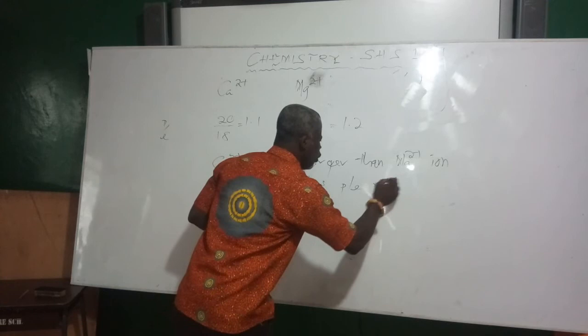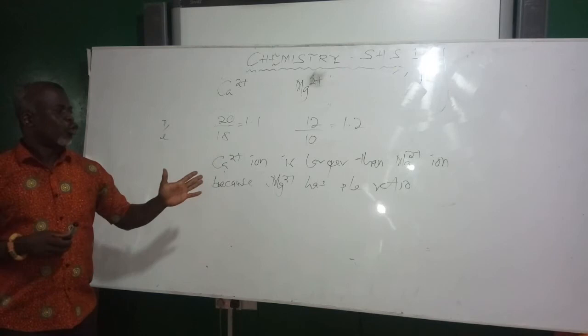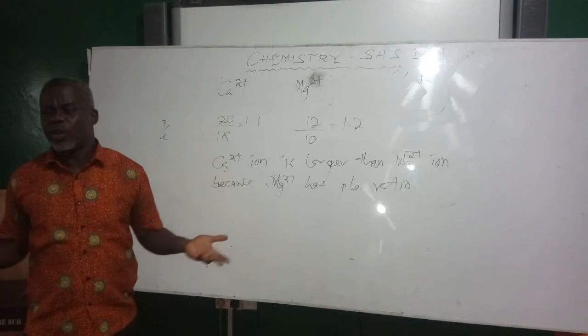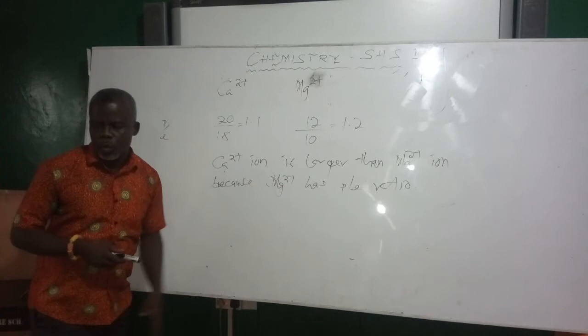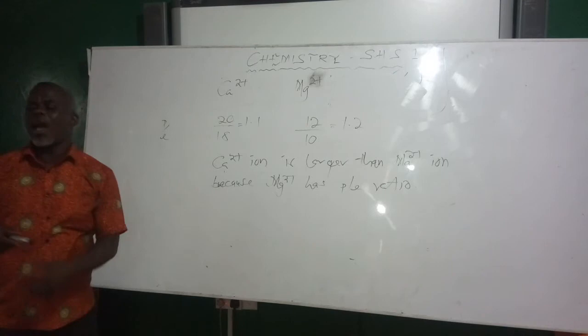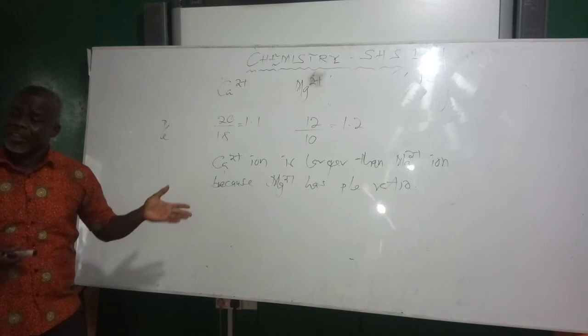That is it. This is a shortcut method for you to compare. If you are given an isoelectronic series, atoms and ions that are isoelectronic, we can also use it to arrange them in descending or ascending order. Just compute the proton-electron ratio. The one having the largest proton-electron ratio will be the smallest in size, and the one having the smallest ratio will be the largest in size. So that is how we do it.